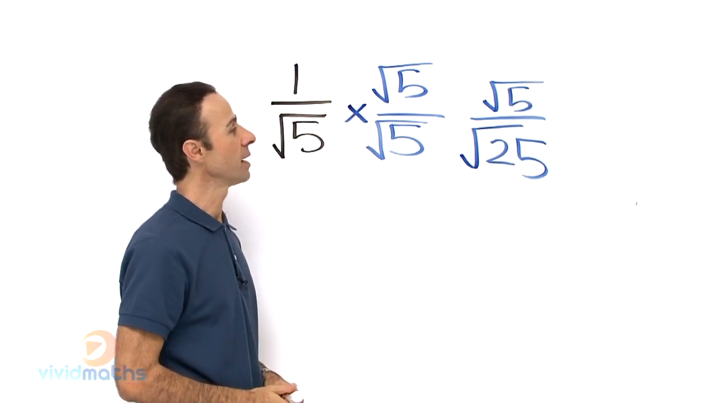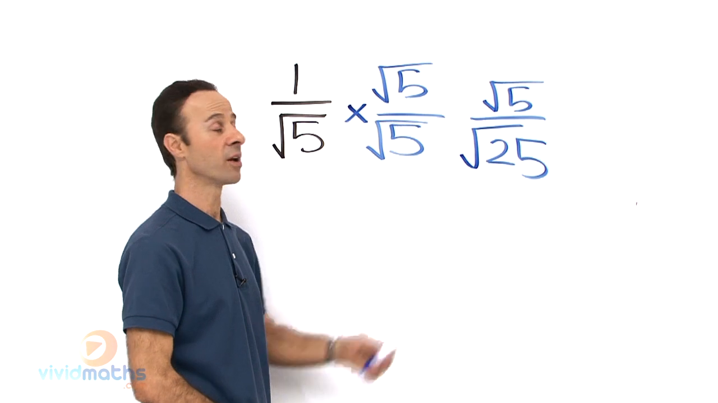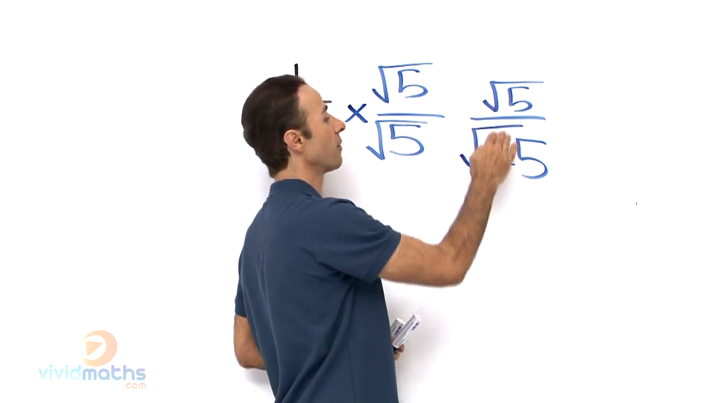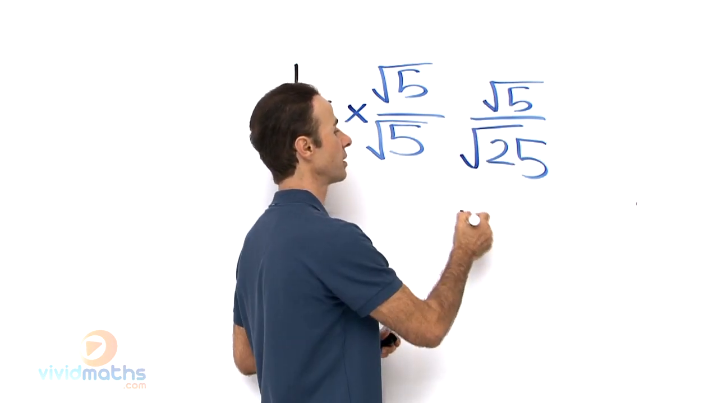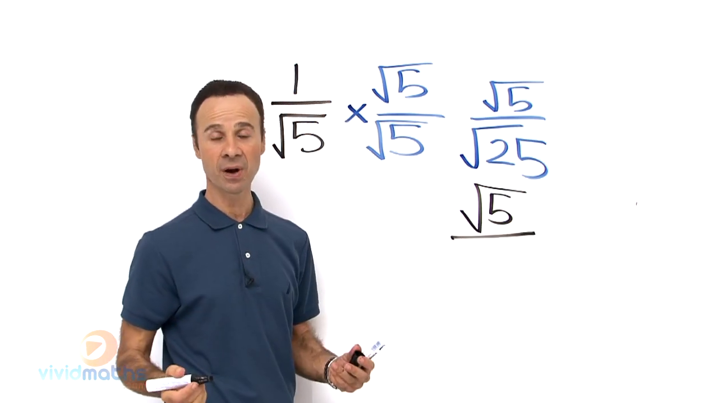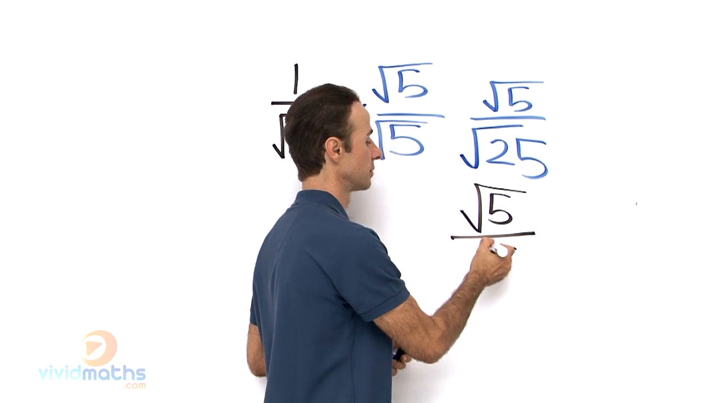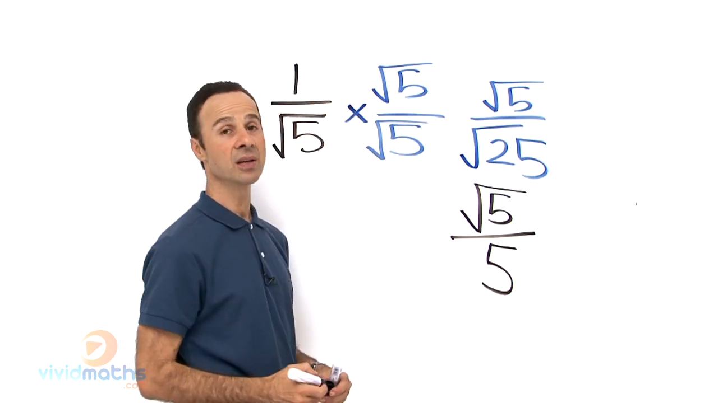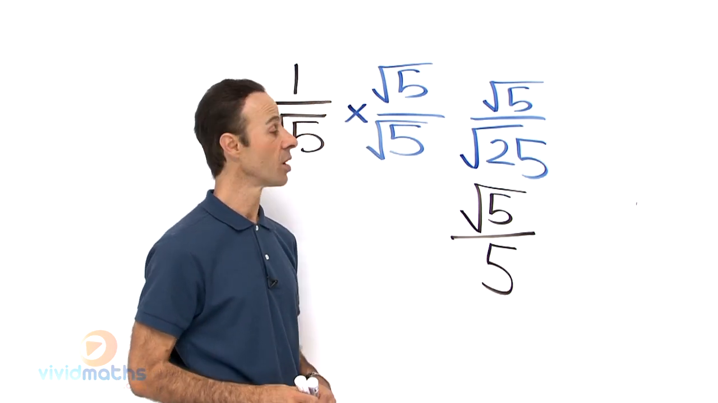Okay, now simplifying, the denominator over here will be, so let's write that down, root 5 over the square root of 25, which is simply 5. So our answer is the square root of 5 over 5.